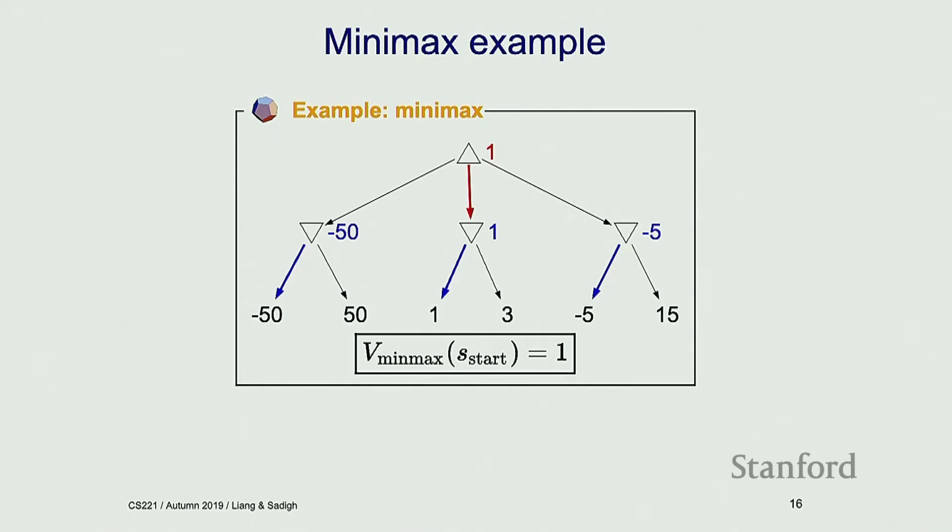Okay. All right. So here the value of minimax from the start state is going to be 1, right? Does everyone see that? I'm assuming my opponent is acting adversarially. So we have minus 50, 1, and minus 5. If I am maximizing, then the best thing I can get is 1. And that's how we compute V of minimax.